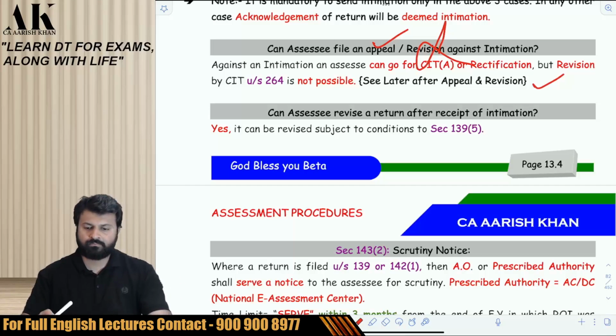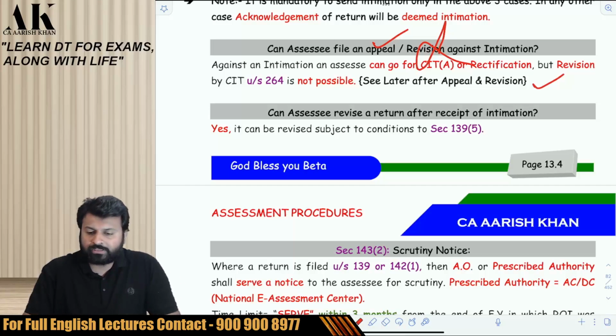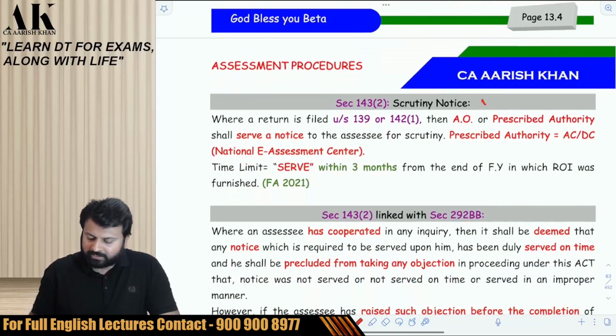Now let us move on towards our first assessment. For the first assessment, you have to send a scrutiny notice. I have told you there are 3 assessments, and the first out of it is the regular assessment. For regular assessment, the AO or the prescribed authority, that is the Assistant Commissioner or Deputy Commissioner or AO, has to serve a notice to the assessee. And what is the time limit to serve the notice?